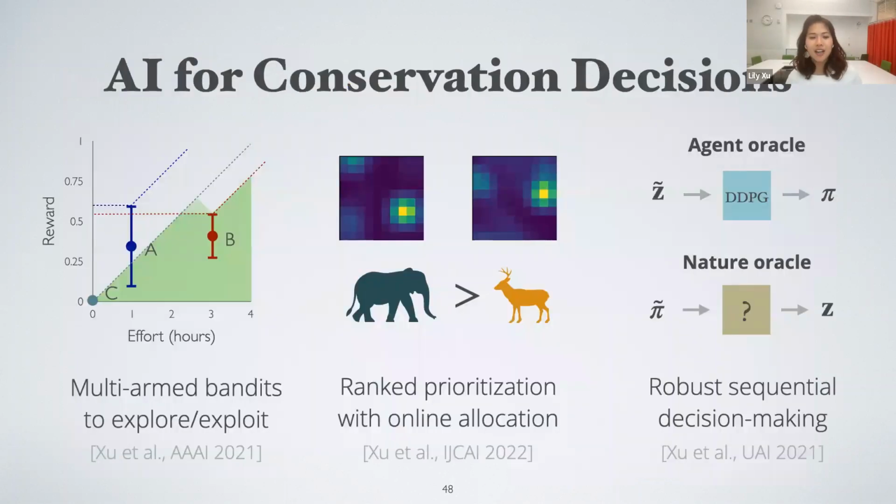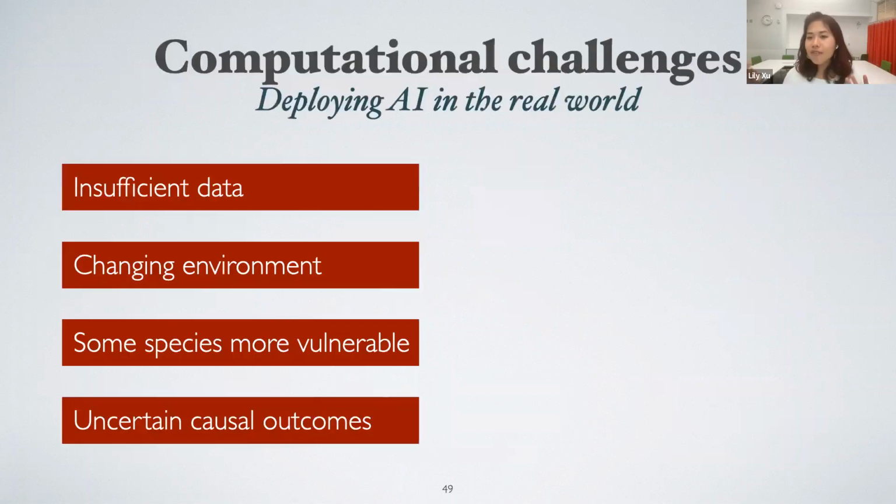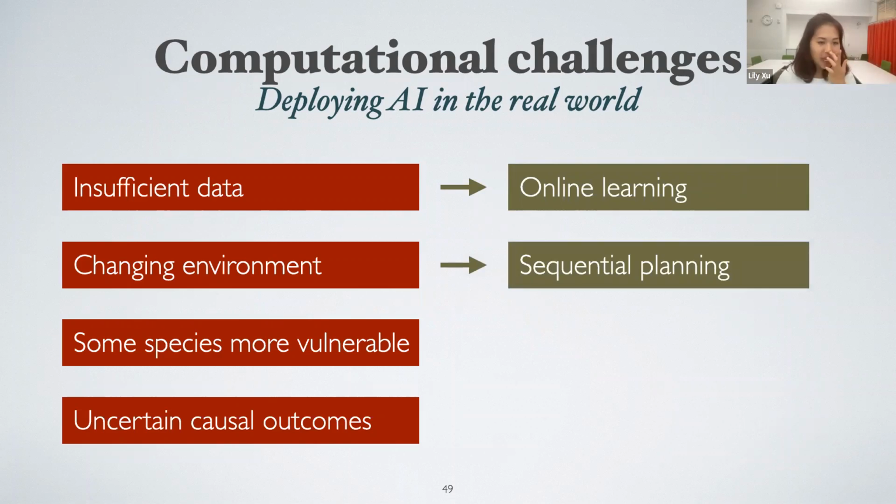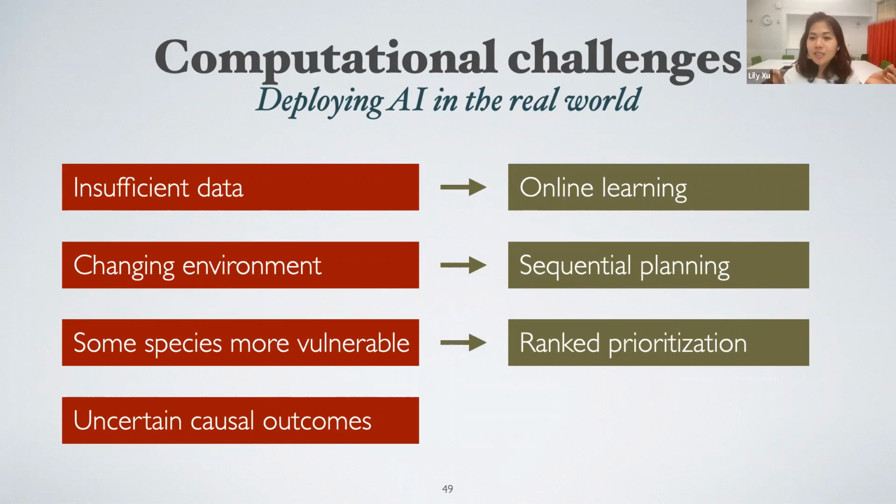But at the same time, all of this has led to new developments from an AI perspective as well, where the more extensive conversations that we have with the domain experts have unearthed new exciting challenges that the existing AI literature, such as multi-armed bandits, wasn't effectively considering. So each one of these has led to a contribution for the AI community, but is all grounded in these conservation problems. So to give an overview of some of these challenges for deploying AI in the real world, oftentimes we have insufficient data, which will require approaches like online learning. There might be a changing environment, which requires sequential planning. And also, we might have different vulnerability in our species, so trying to prioritize that leads to new objective functions.